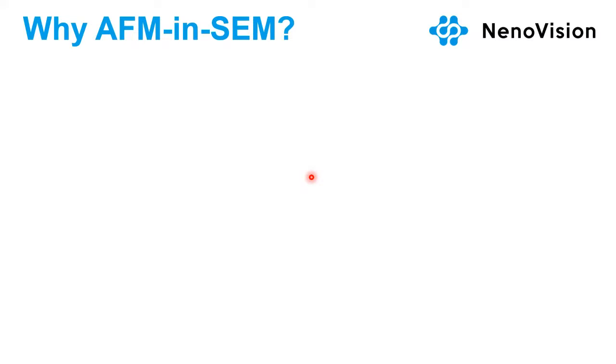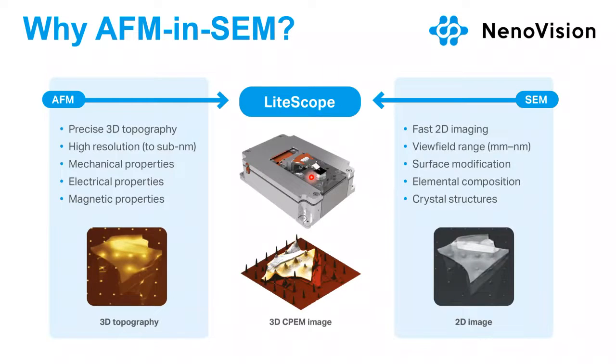I'd like to start with the motivation. Why AFM in SEM? The reason is that these techniques are complementary, and if we are able to measure both AFM and SEM together in the SEM chamber, we can get more information and understand the properties better. So, for instance, we can measure precise topography together with mechanical properties and have a look in SEM using backscattered electrons or EDS, etc.